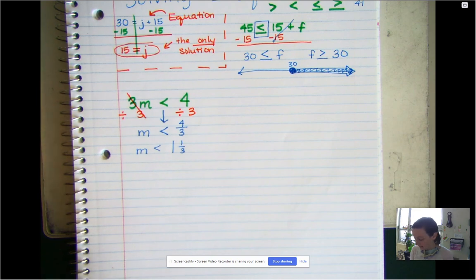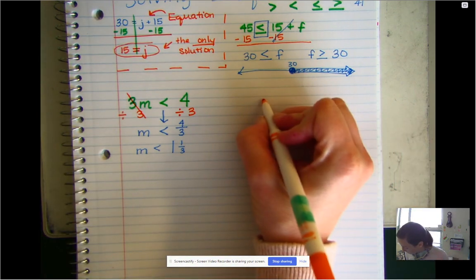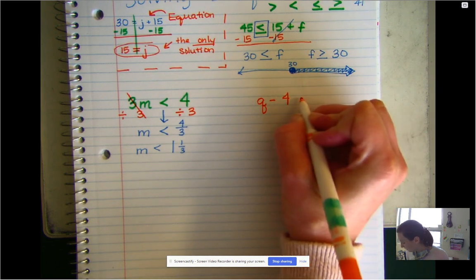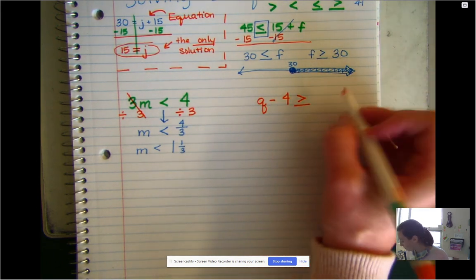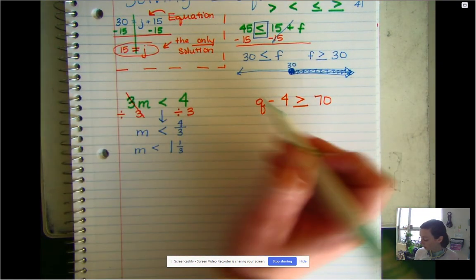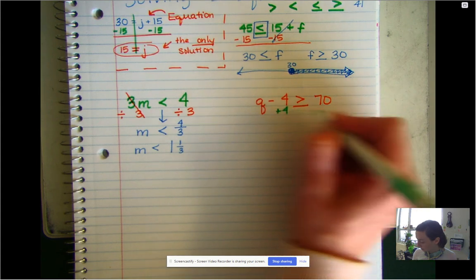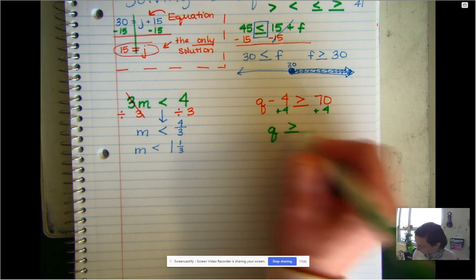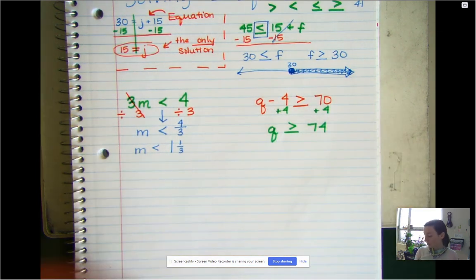If I had q minus 4 is greater than or equal to 70. Inverse of minus 4 is to add 4 to both sides. So q is greater than or equal to 74. Put a closed circle on 74 and show that q is anything greater than 74. So the arrow would be going that way.